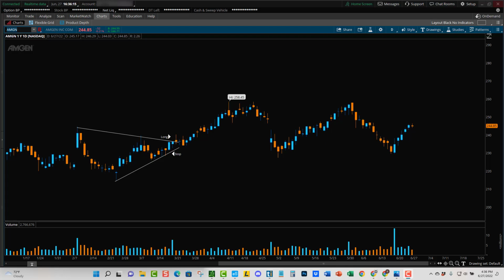But again, symmetrical triangles are a neutral pattern that can be both bullish or bearish. Again, it can trade sideways, and that's why it can go either way, like with trading sideways and consolidation. But if it's going with a trend up or down, it could be either a bullish or a bearish pattern.